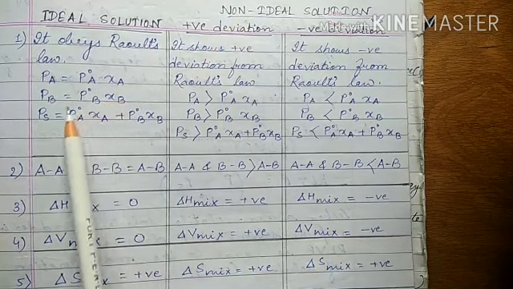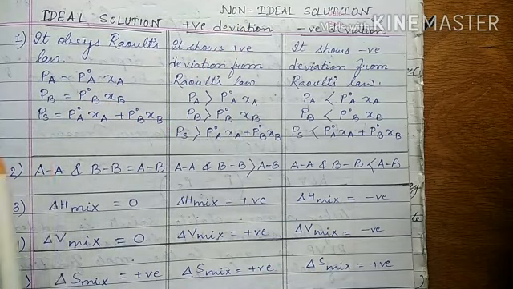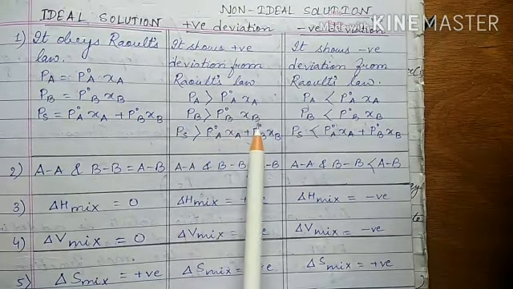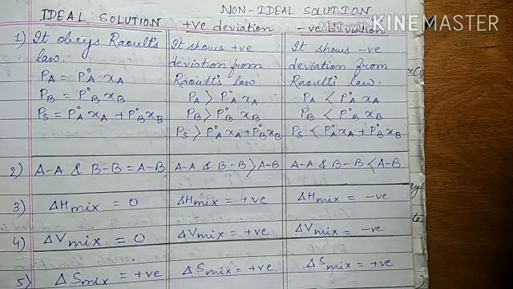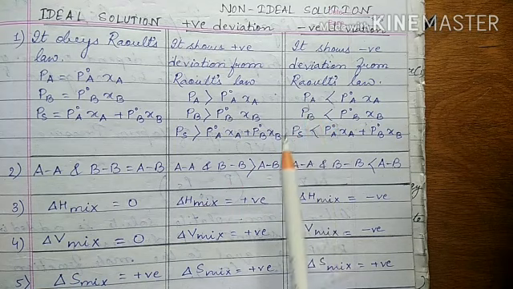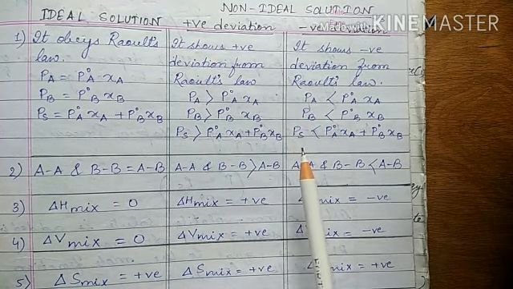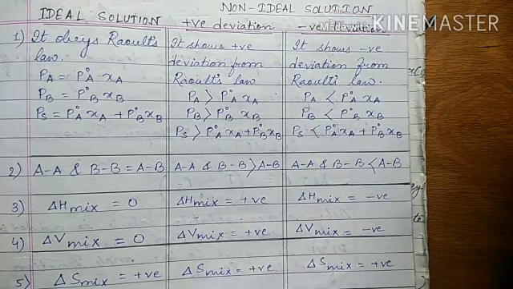The non-ideal solution with positive deviation shows positive deviation from Raoult's law. That means here all the values are greater. PA will be greater than P naught A XA, PB will be greater than P naught B XB, and obviously PS will be greater than the sum of these two, that is PA plus PB. The non-ideal solution showing negative deviation shows negative deviation from Raoult's law. Here all the values are less. PA is less than P naught A XA, PB is less than P naught B XB, and PS is less than their sum. That means PS is less than PA plus PB.